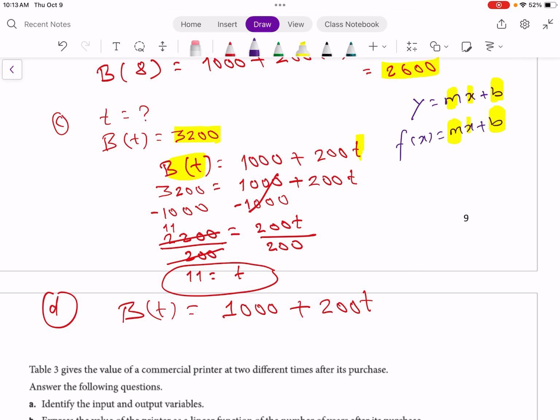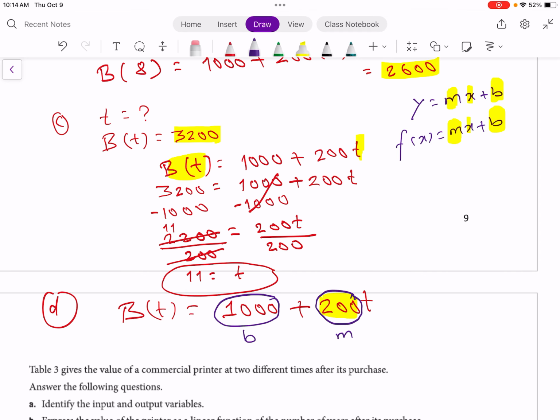So what constant do we have in this function? A constant number is a term without a variable. So what is the constant in that function? 1000, right? So 1000 is our y-intercept. This is our y-intercept b. And what about the slope? Slope is the coefficient of the input. Our t is the input, and what do we have as a coefficient? 200, and this 200 is the slope.